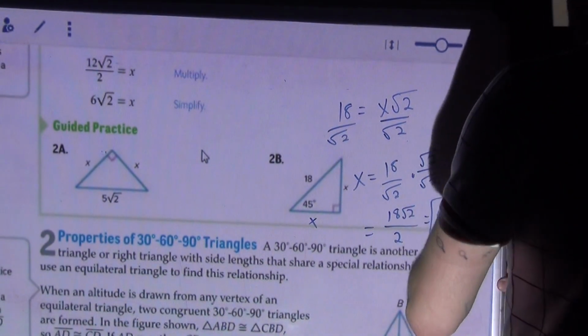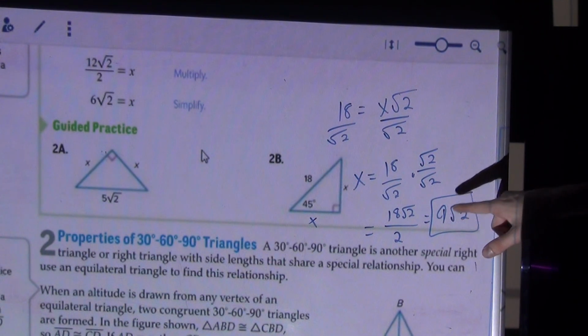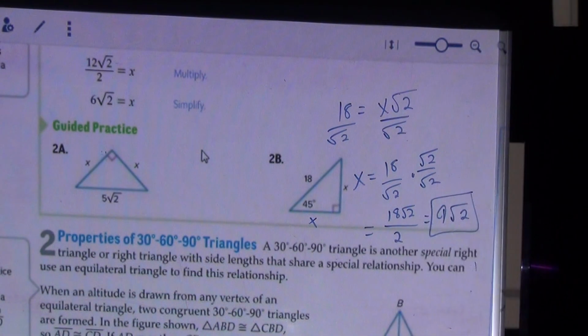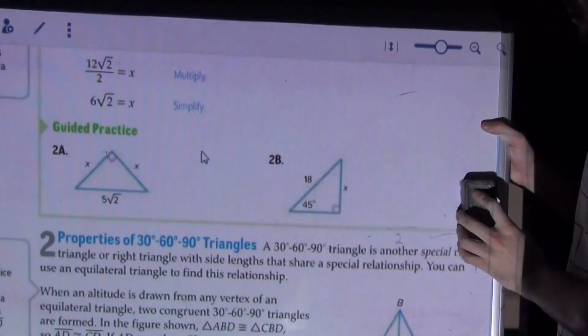So my x is 9 square root of 2. That's what both the sides are. And again, try it. If I do 9 square root of 2 times square root of 2, I should get 18. And you do. So that's finding the legs if you have the hypotenuse. So you can use that theorem either way, and you definitely have to know how to do both. Alright, so that's example 2.